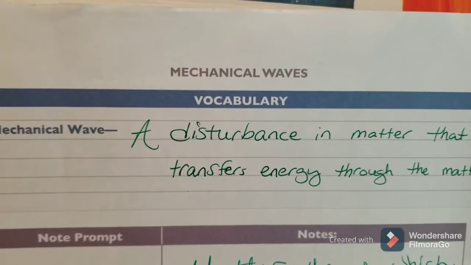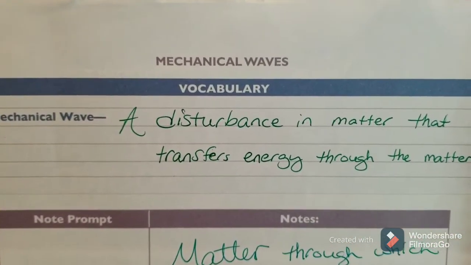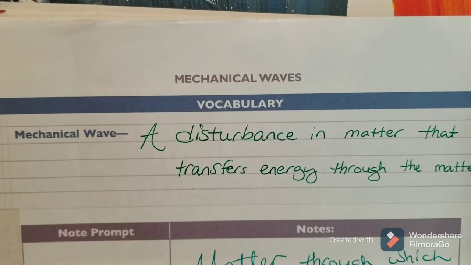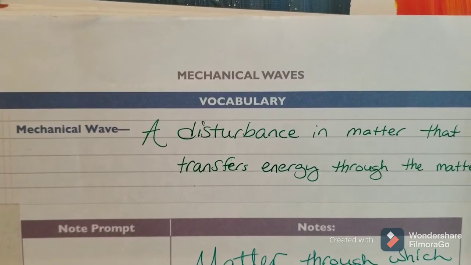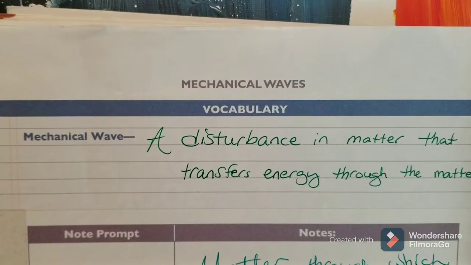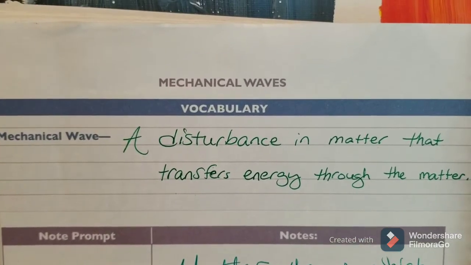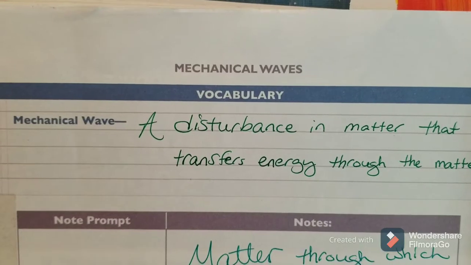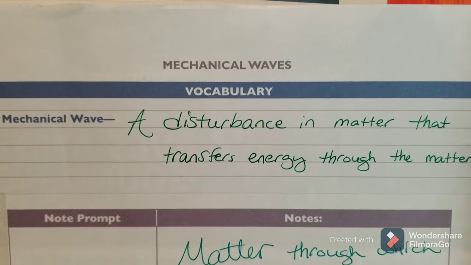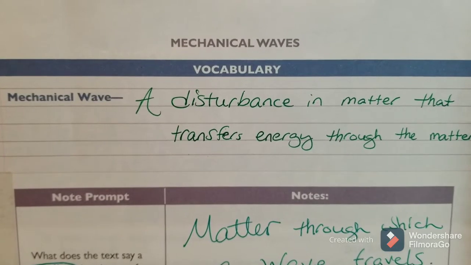What is a mechanical wave? Well, a mechanical wave is a disturbance in matter that transfers energy through the matter. It could be your arm splashing in the water. It could be a mechanical wave maker that's actually legit a machine, but it could be a boat that makes a wave in the water. A mechanical wave doesn't have to be a machine. It's just a disturbance in matter. It doesn't have to be through water, but all of my examples were in water.